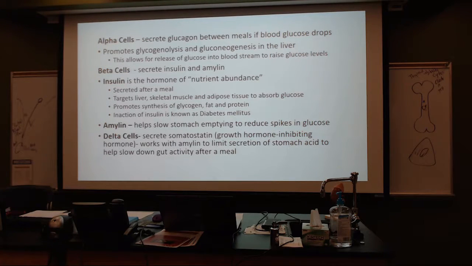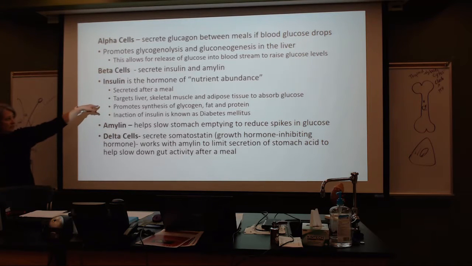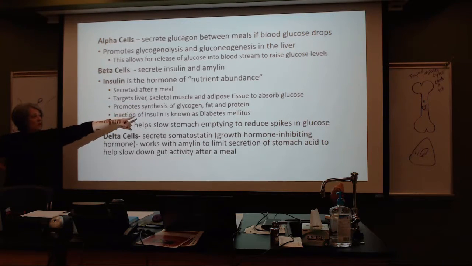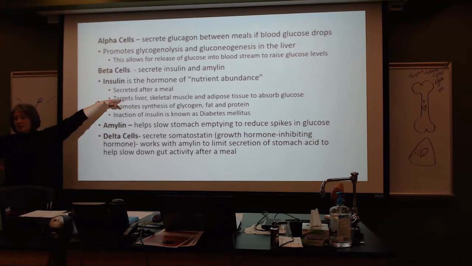The target is my liver, skeletal muscle, and adipose tissue to absorb the glucose. Why? Well, the glucose that doesn't immediately get used, I can store in the liver and the skeletal muscle in the form of glycogen, short term. Plus, adipose tissue can take the short term and turn it into long term. So these are things that it's going to help with. It promotes synthesis of the glycogen that can get stored in the liver or the skeletal muscle, and synthesis of the fat and protein that we can store and use.